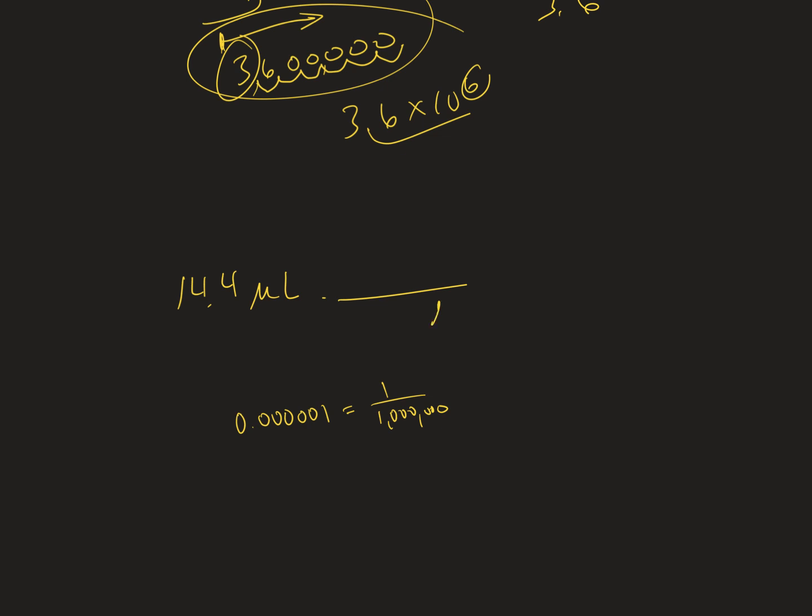So if we want to go from microliters to liters, well, we say, okay, 1 liter, how many microliters is the same as 1? How many of these do we have to make this equal to 1? 1 million of them. 1 million 1 millionths is equal to 1. Do you get that? So 1 million 1 millionths, that's equal to 1 liter. This value has to be the same as this value.